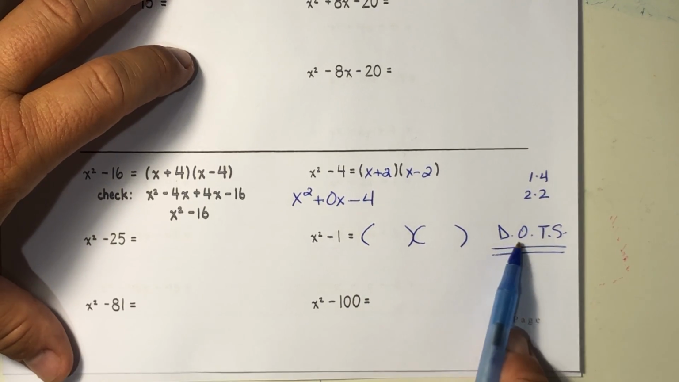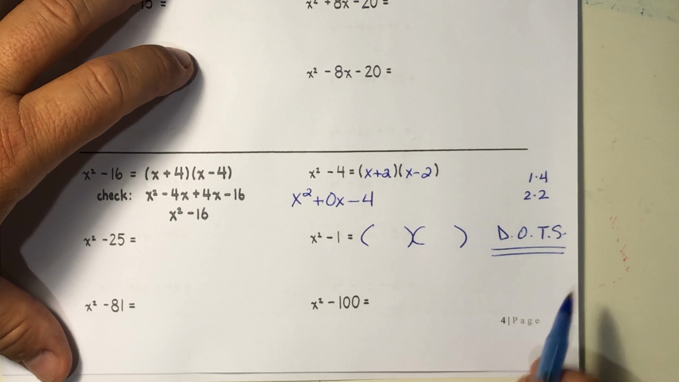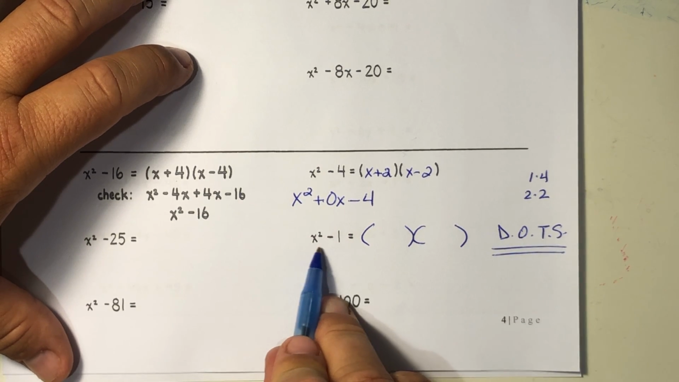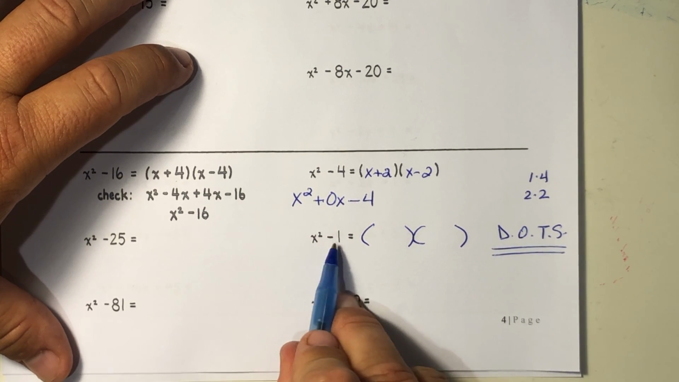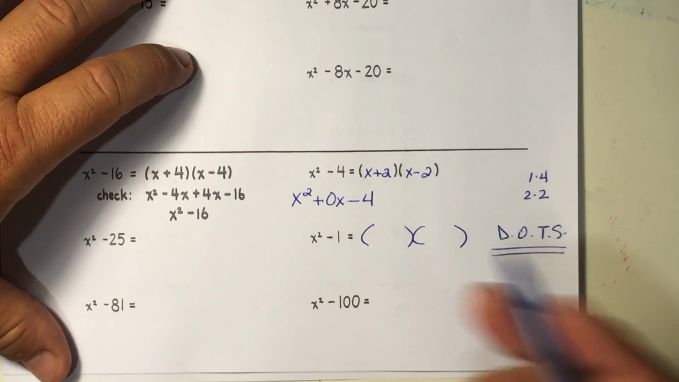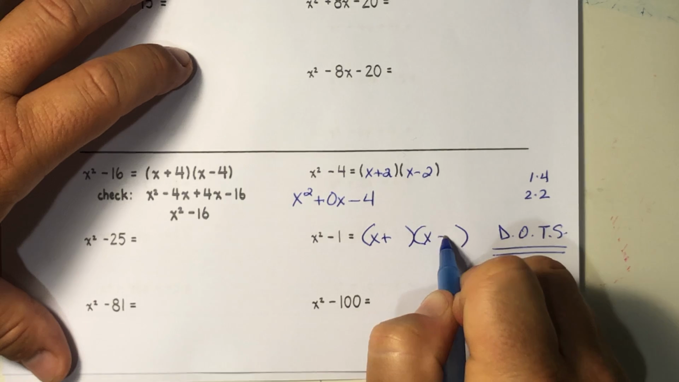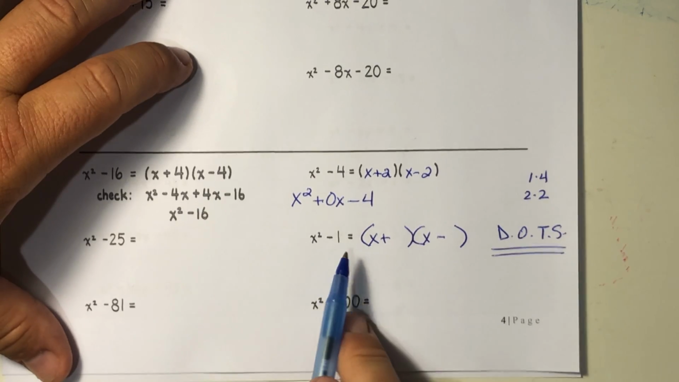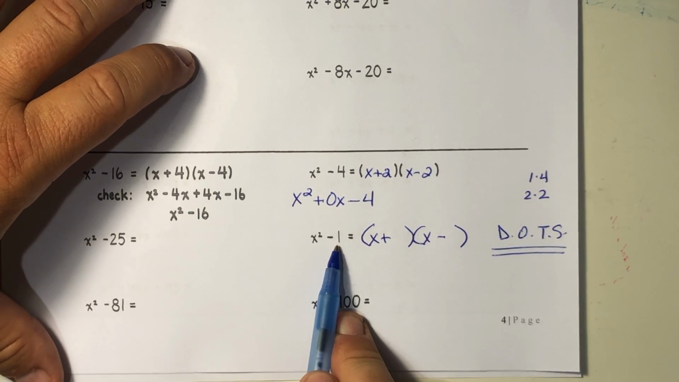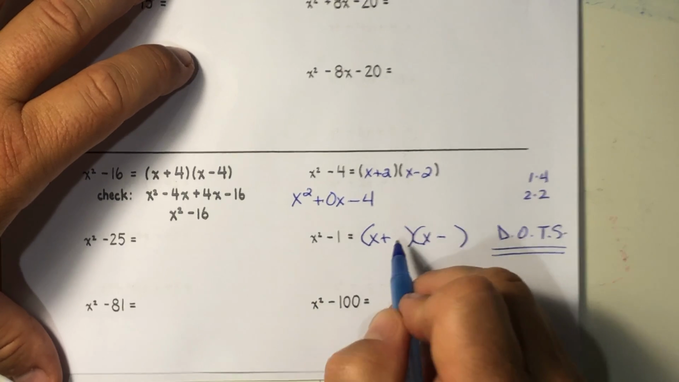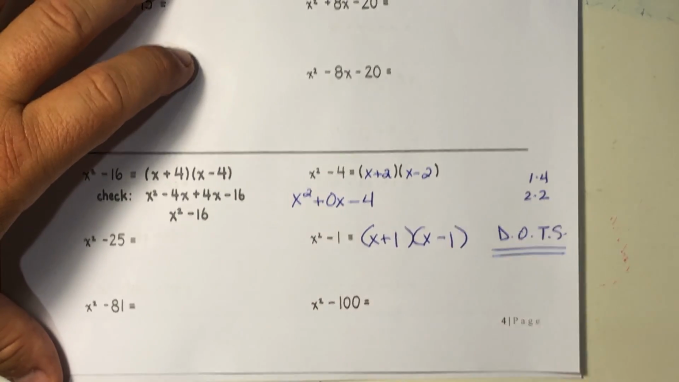This is called the difference of 2 squares, okay? Because right here, we're taking the difference, which is subtraction, and these are 2 perfect squares. There's just the name for it, fancy name for it. So I'm gonna write x plus and x minus. Well, let's take a look. What numbers multiply to give you negative 1? Well, that's gonna be 1 and negative 1.